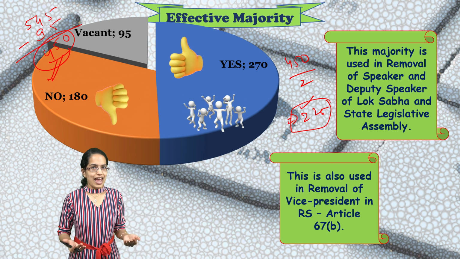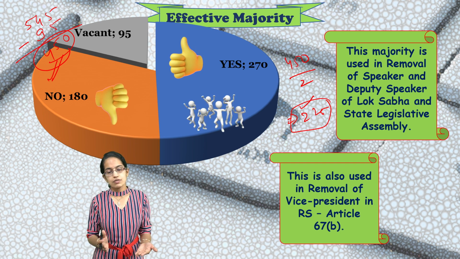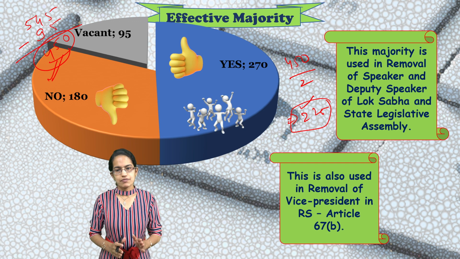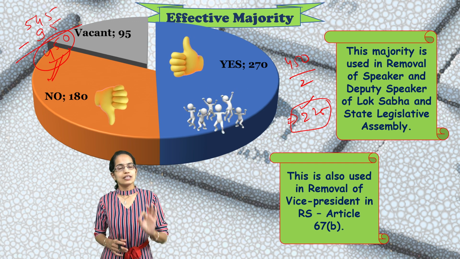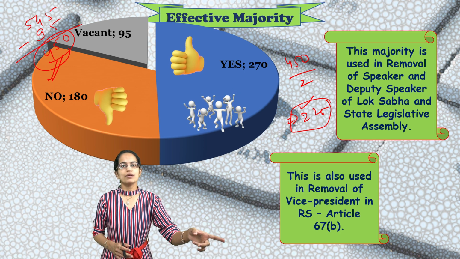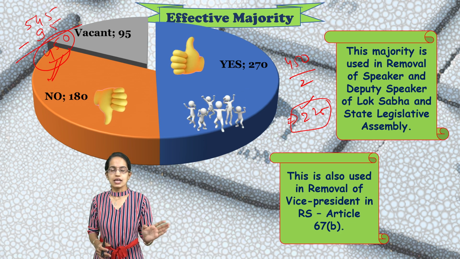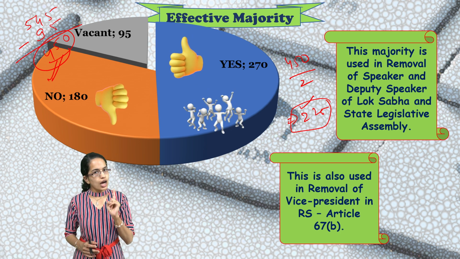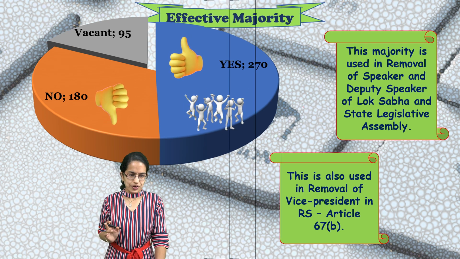Now, where is it actually used? This is used when removing the Vice President, in the Rajya Sabha, under Article 67B. Also, it is used in the removal of the Speaker and the Deputy Speaker, either for the Lok Sabha or for the State Legislative Assembly. The rules remain the same, that is, it would be with the effective majority of the House. So that is effective majority.